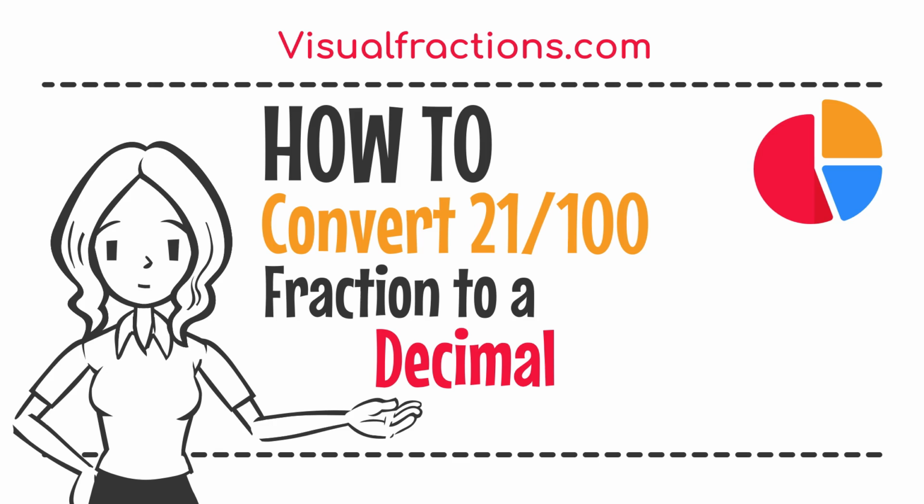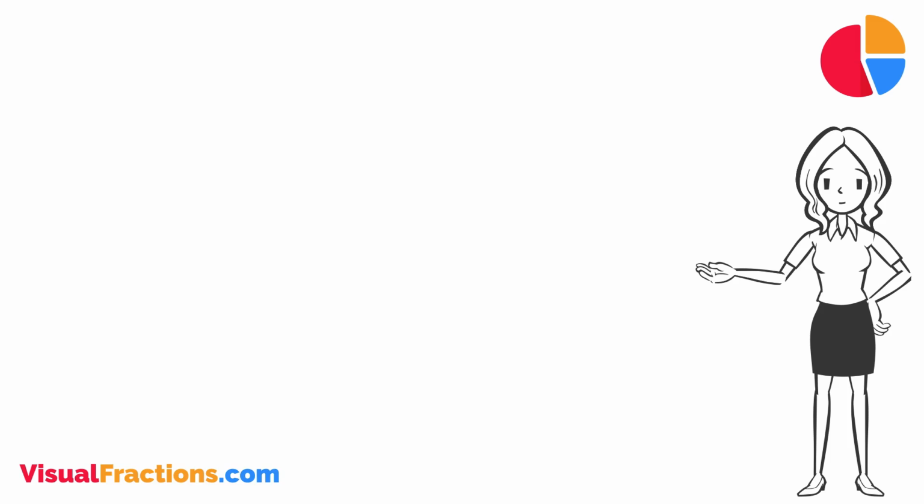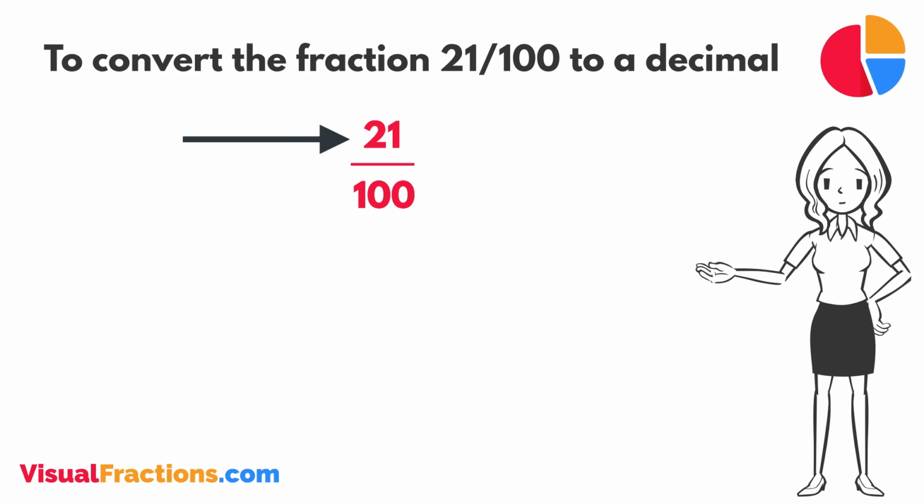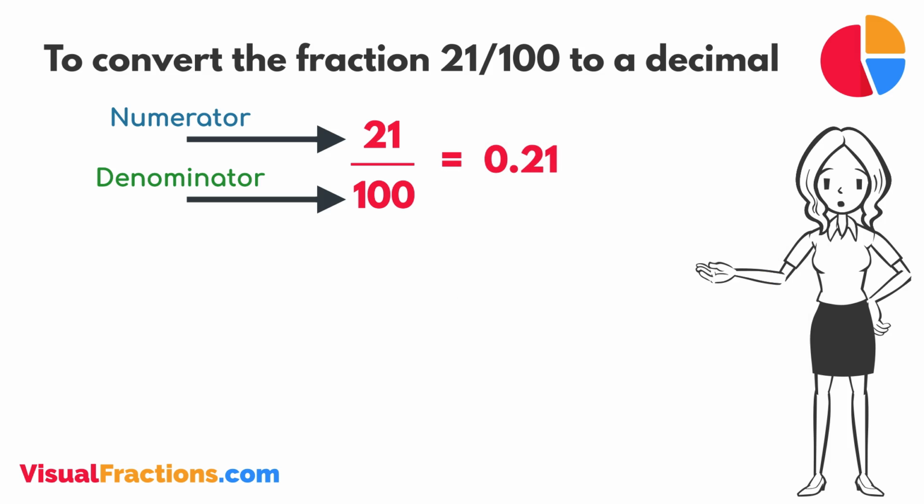Today, we're going to explore how to convert the fraction 21/100ths to a decimal. To convert the fraction 21/100ths to a decimal, all we need to do is divide the numerator, the top number, by the denominator, the bottom number. So, we simply divide 21 by 100. The answer we get is 0.21.